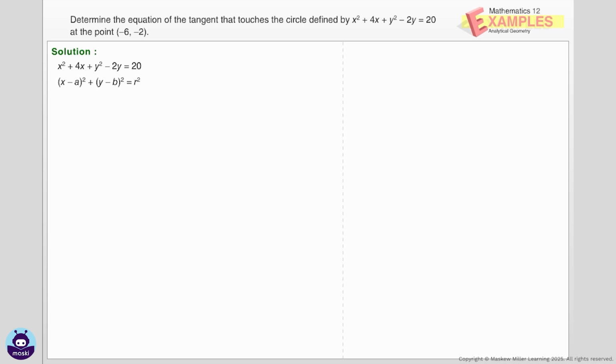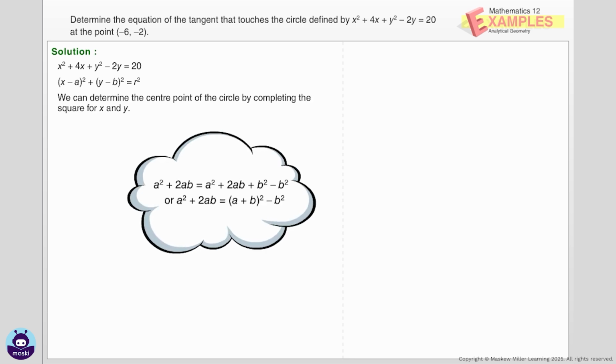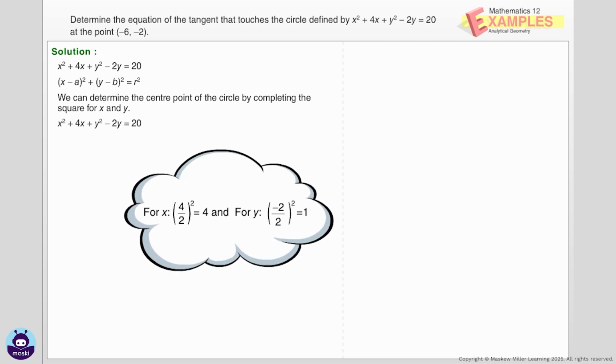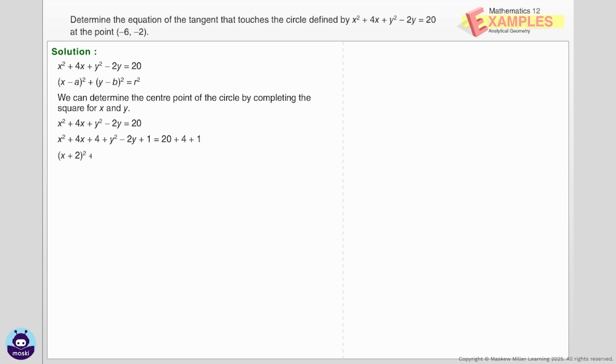Observe the equation of the circle closely. The equation is a sum of two perfect squares. We can determine the center point of the circle by completing the square for x and y. To complete the square, recall that we halve the coefficient of the variable and square the result. (x plus 2) the whole squared plus (y minus 1) the whole squared equals 25.